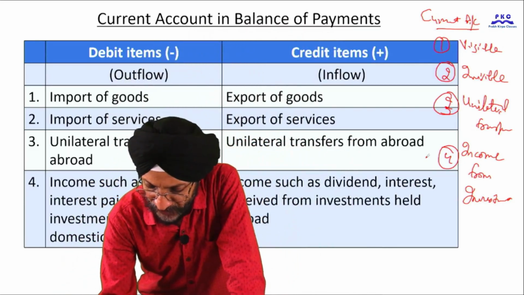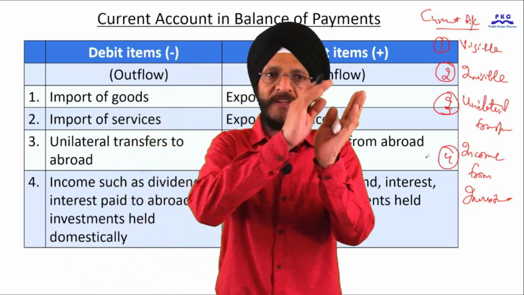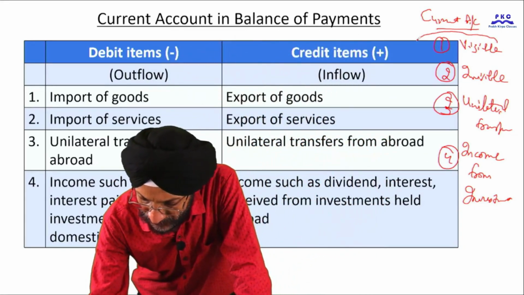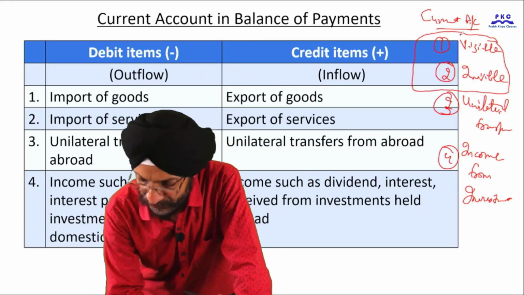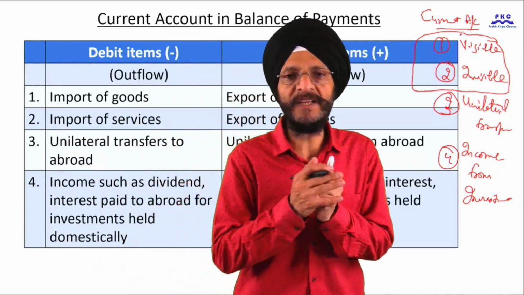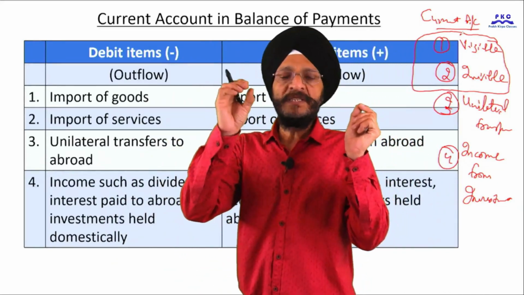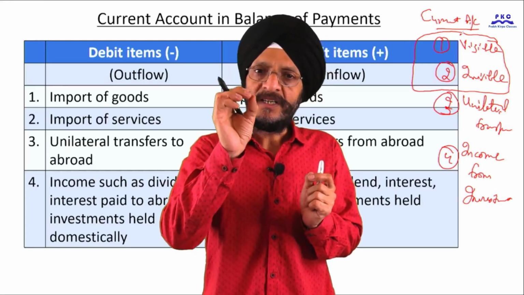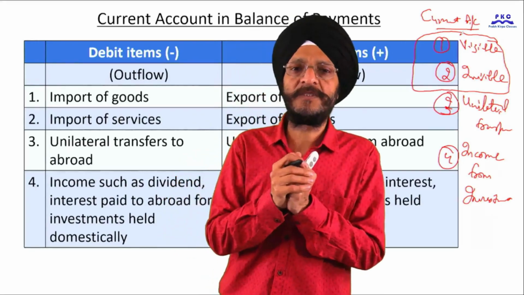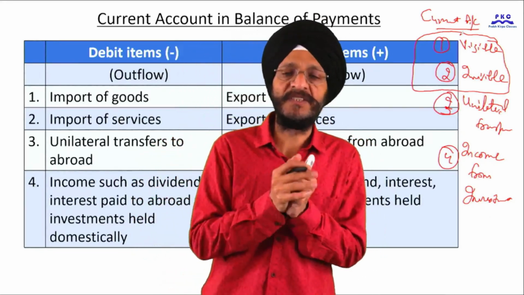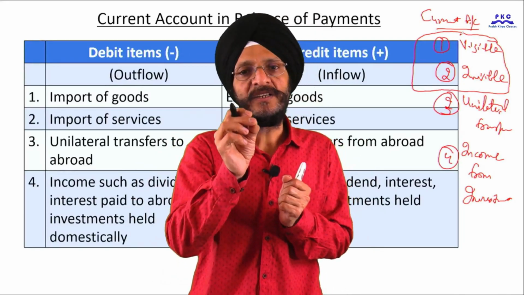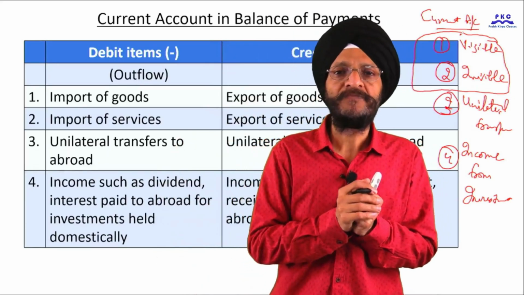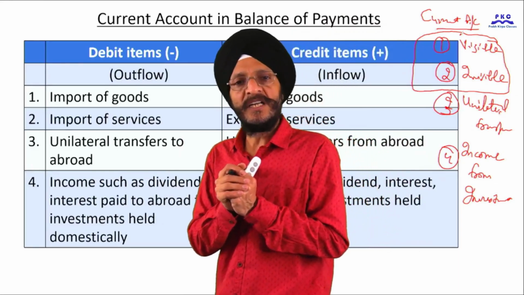So we are here to understand the difference between current account and balance of trade. The balance of trade is only concerned with these two: visible items and invisible items. Visible items means goods, which can be seen, touched and measured. So these are called visible items. Invisible items means services which cannot be seen, touched, measured. And the examples of the same are shipping, banking, insurance, transportation, etc.